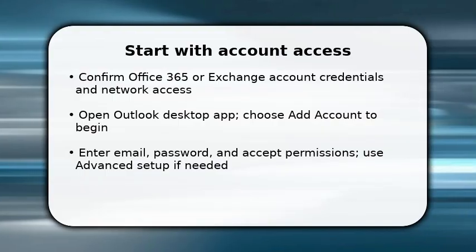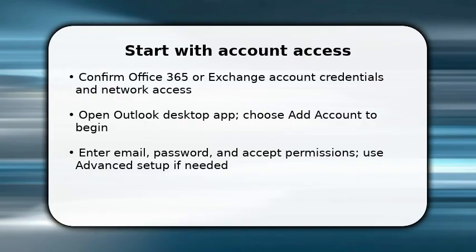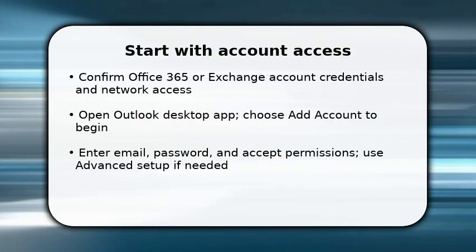You start by verifying the essential prerequisites: a valid Office 365 or Exchange account and network connectivity. Once confirmed, open the Outlook desktop app and choose Add Account to begin the process. Enter your email address and password. Outlook will attempt automatic configuration.